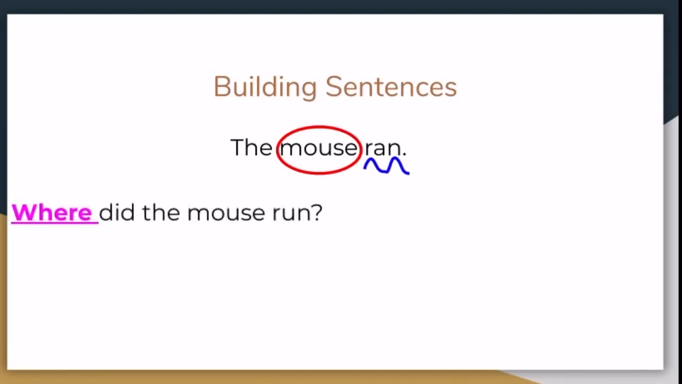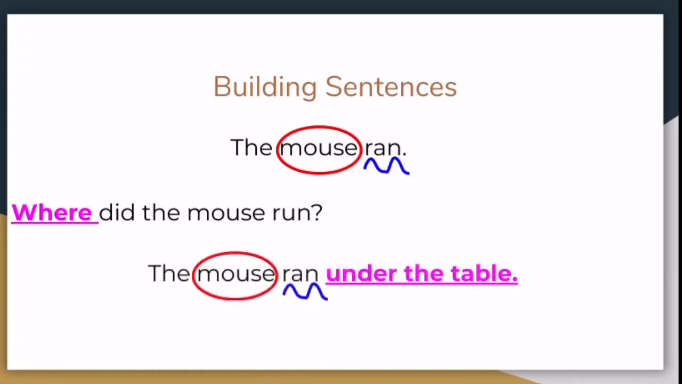Where did the mouse run? We have to add these things to make our writing way more interesting. So I can say the mouse ran under the table because it tells you where he ran to.